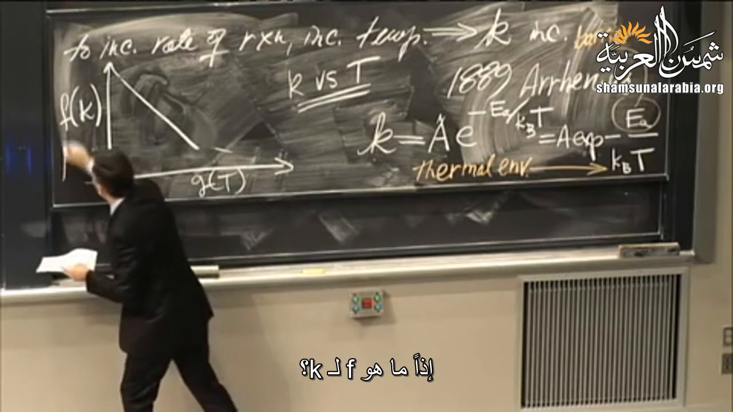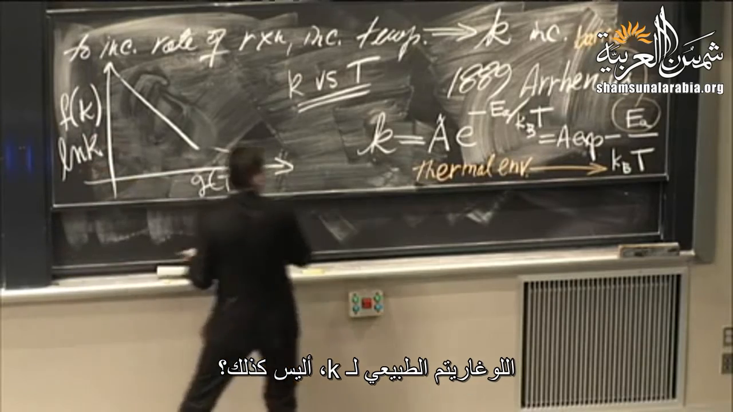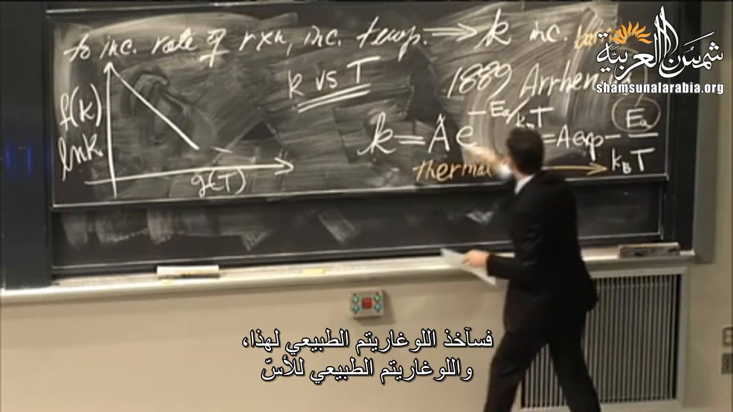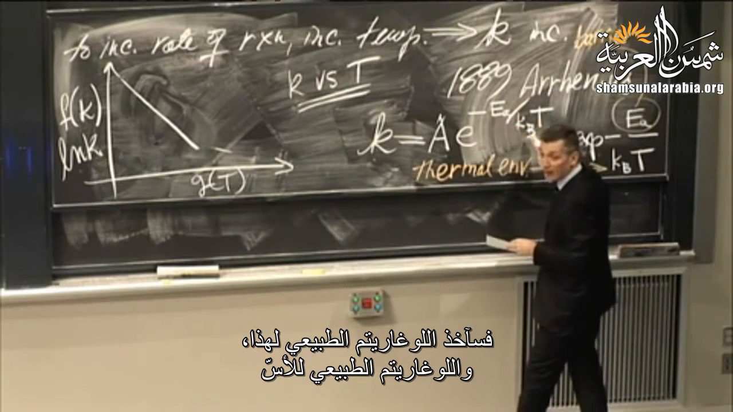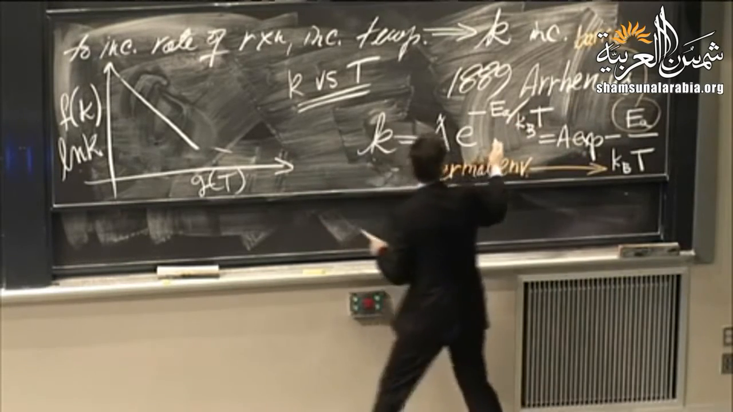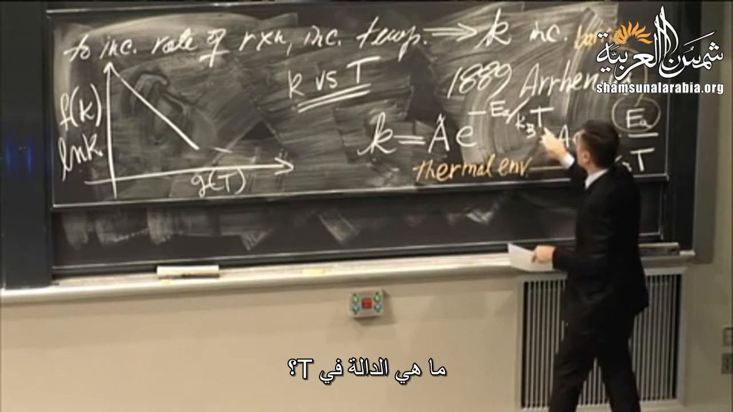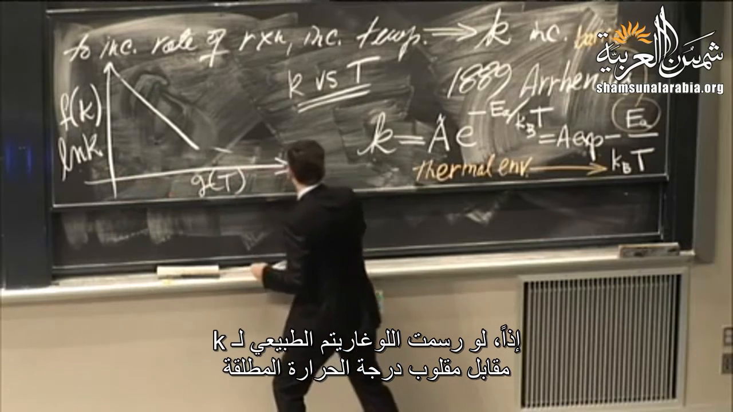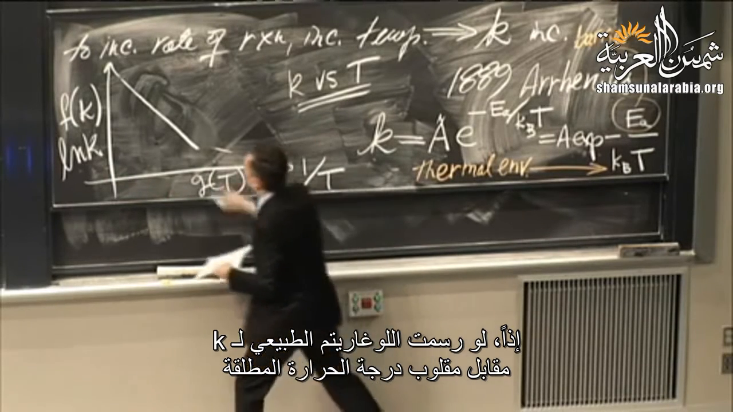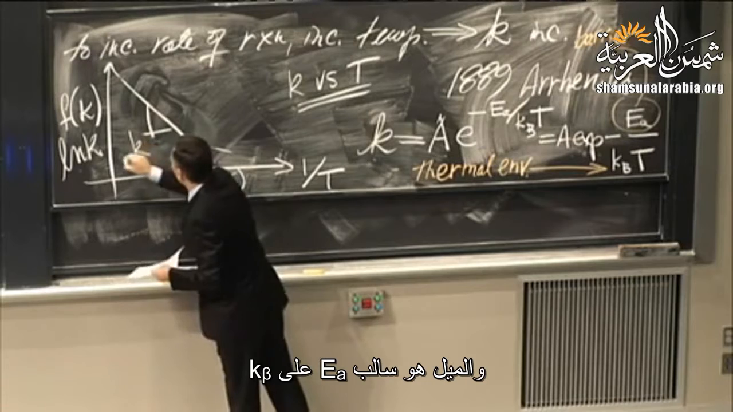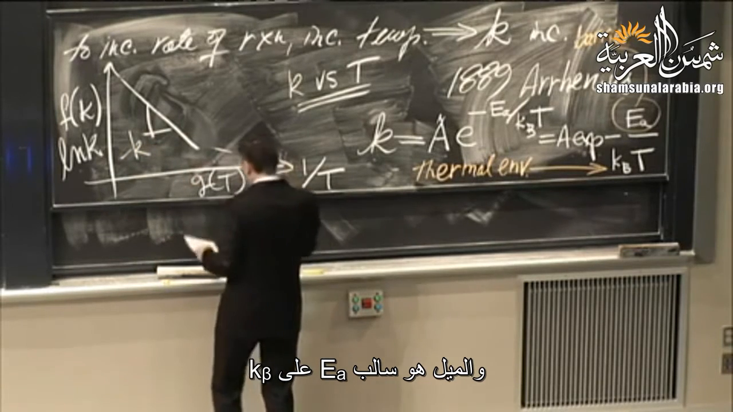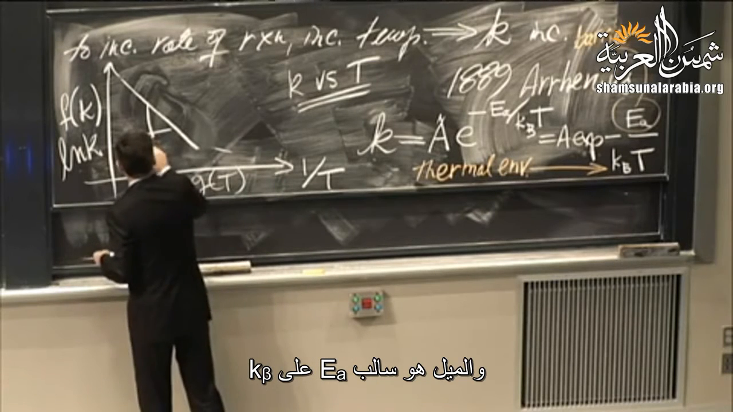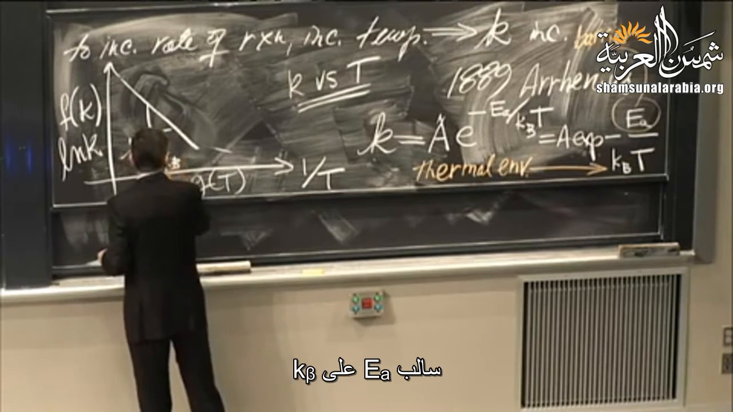So what's f of k? The natural logarithm of k, right? If I've got k equals A exponential, I take the natural log of this, and the natural log of an exponential is just the argument. And what's in the argument? What's the T function? 1 over T. So if I plot the natural log of k versus the reciprocal of the absolute temperature, I get a straight line, and its slope is minus EA over k Boltzmann. Minus EA over k Boltzmann.